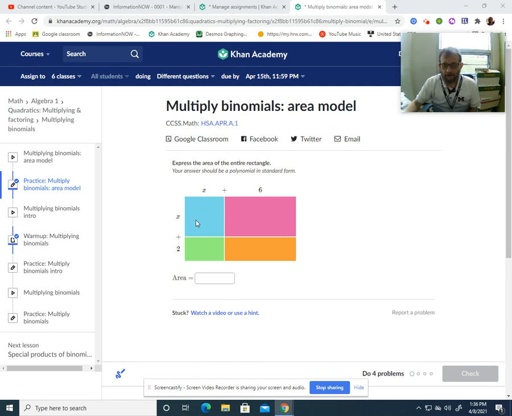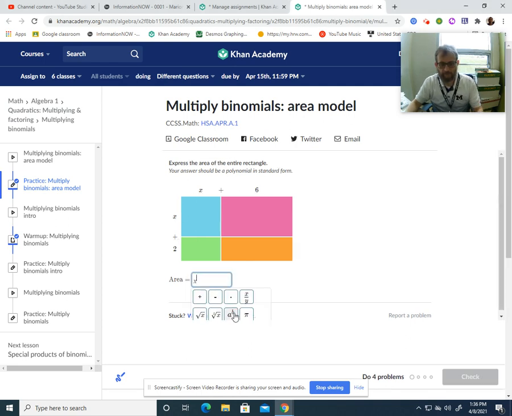Okay, so the area of you're taking x plus 2 times x plus 6. X times x gives me that x squared. And then this is a 2x. And then this is x times 6, so that's 6x. And then the last thing is 2 times 6, which is 12. Now, we're not going to stop here and present this as an answer because these two terms right here are like terms. They can be added together. So 2x plus 6x is 8x.